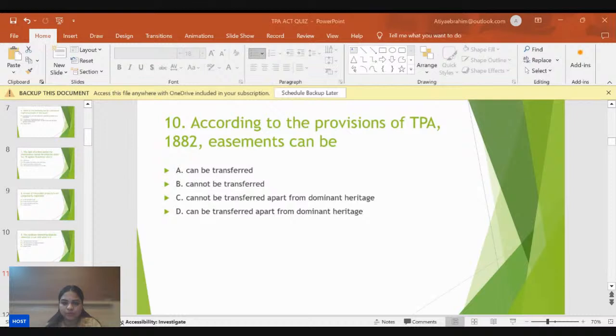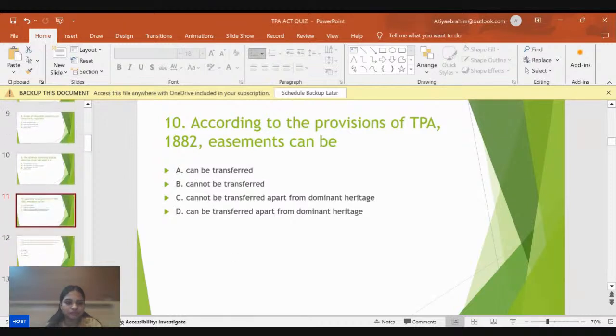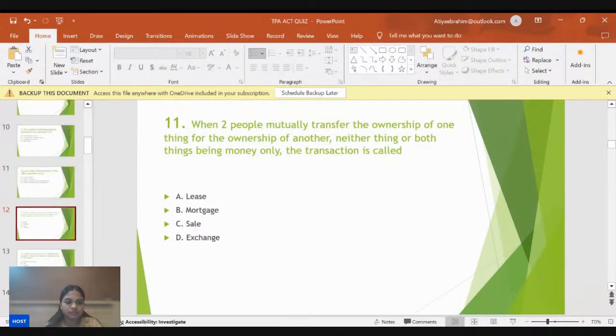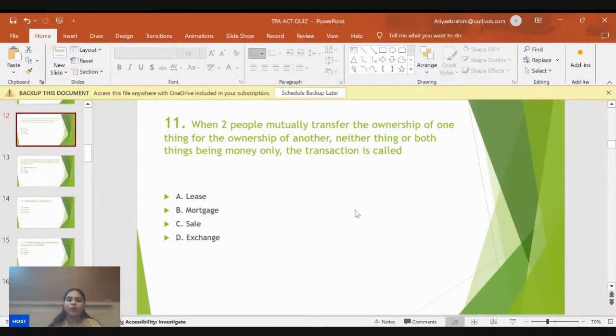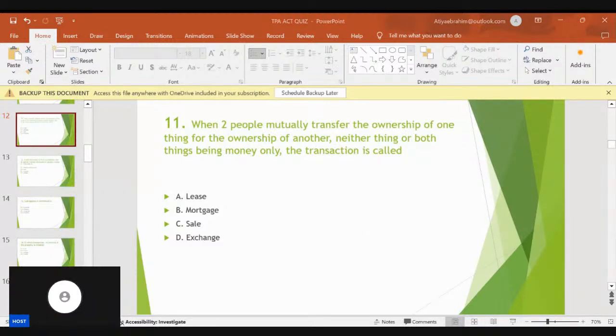Come to question number 11. When two people mutually transfer the ownership of one thing for the ownership of another, neither thing or both things being money only, the transaction is called. Now, this is a very easy question. I am sure you people can answer this. Yes, Vikas, right. The correct answer is exchange, option D.